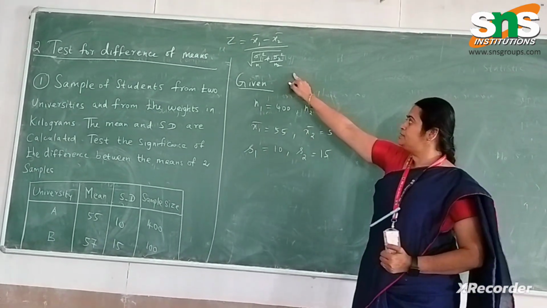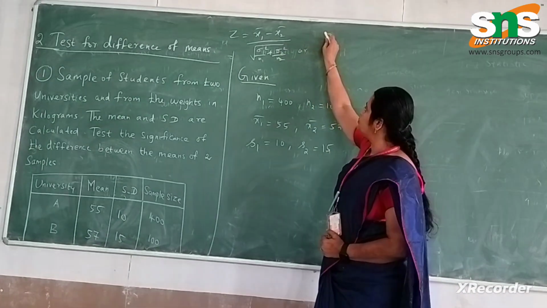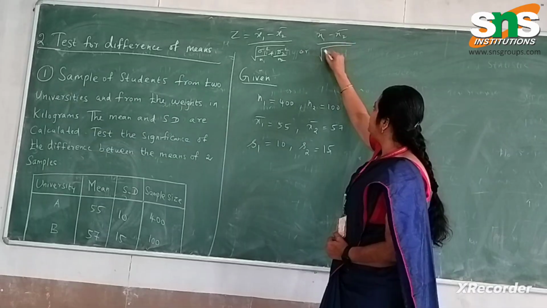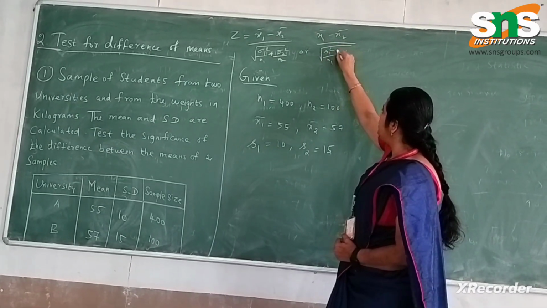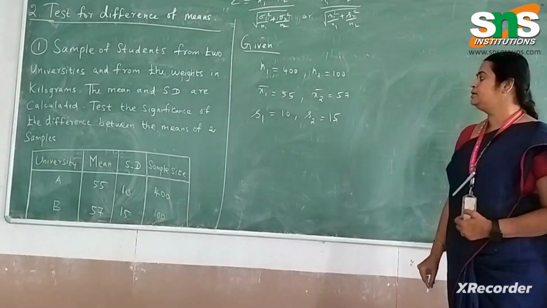In this formula, we can replace sigma 1 square by n1, so this can also be written as z equal to x1 bar minus x2 bar divided by square root of s1 square by n1 plus s2 square by n2. This also we can use.